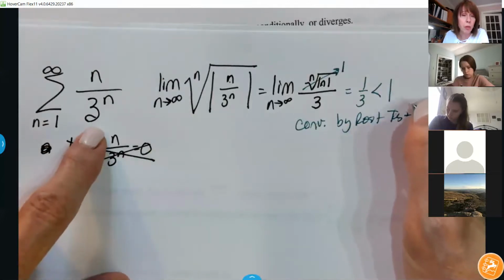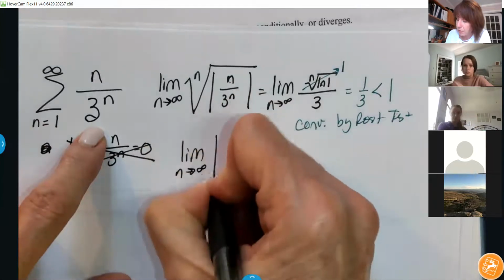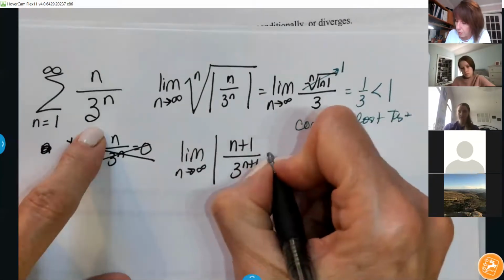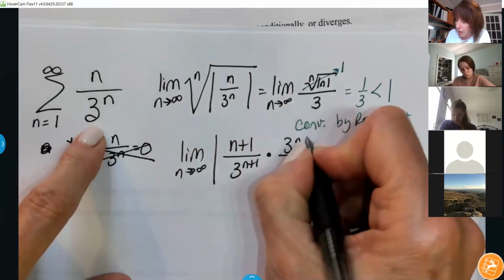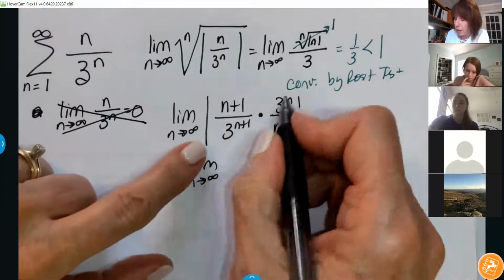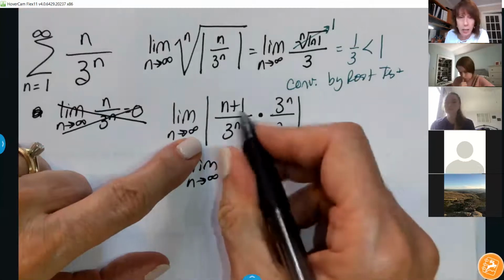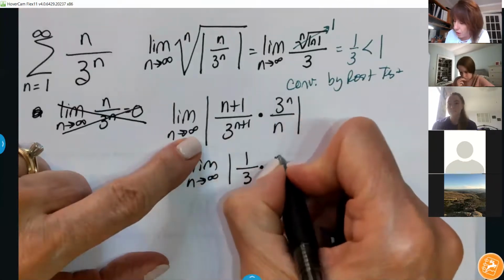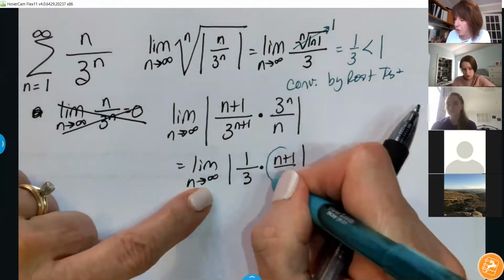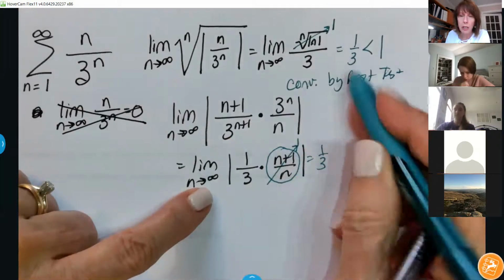Ratio test would also work really well there. For the ratio test, n+1, 3 to the n+1, times 3 to the n over n. And when we simplify this, the 3's are going to reduce and leave me a 3 on the bottom. The n's do not reduce, so I just leave them. And now I let n go to infinity. As n goes to infinity, this goes to 1, and still we get 1/3. So we get the same result.